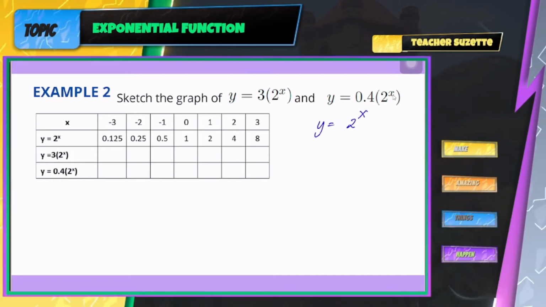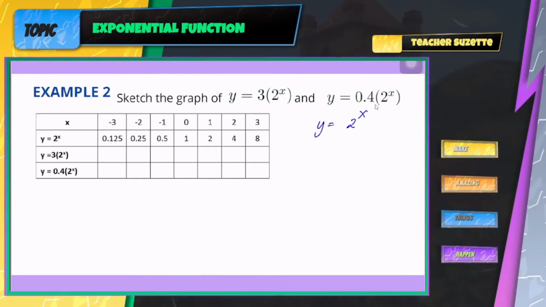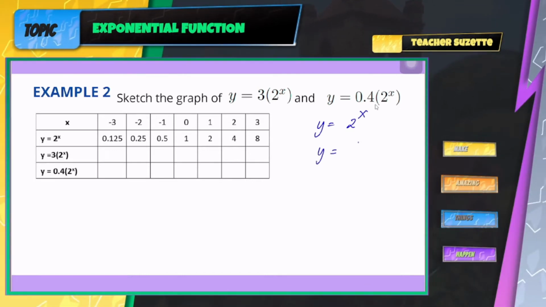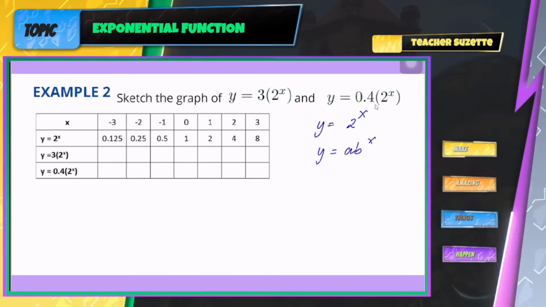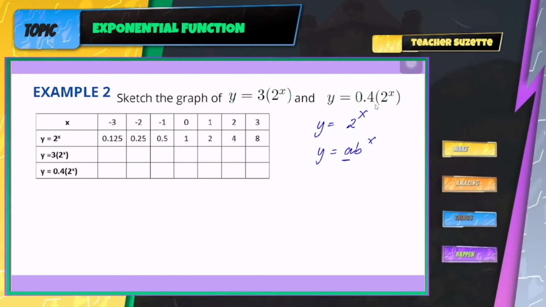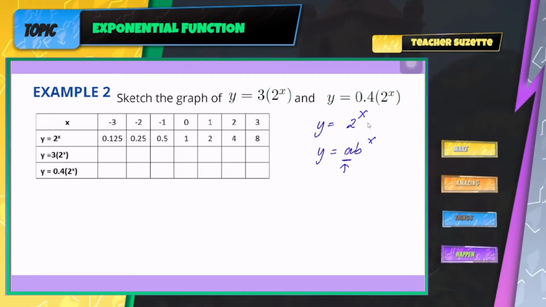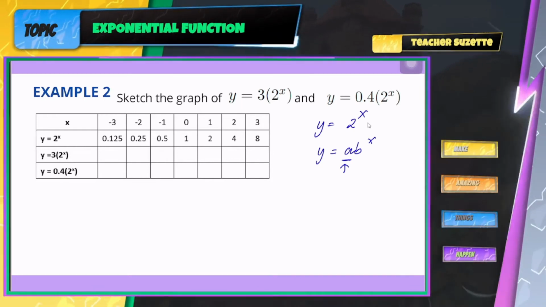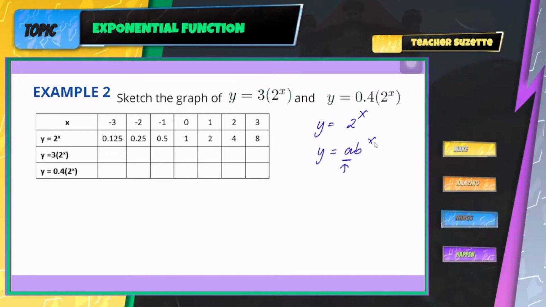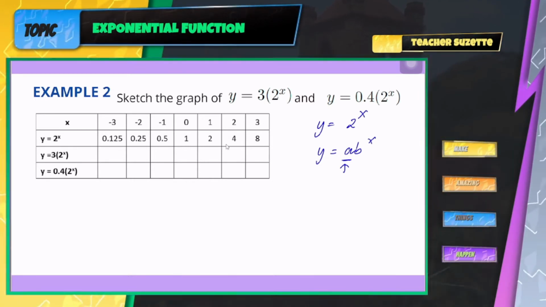As you can observe, nagkaroon tayo ng a value, or yung 3 and 0.4, nag-add tayo. From our y equals b raised to x, nagkaroon tayo ng a value sa harapan ng ating exponential expression. So, anong magiging changes or magiging transformations sa graph ng ating y equals b raised to x? To do that, let's first complete our table.